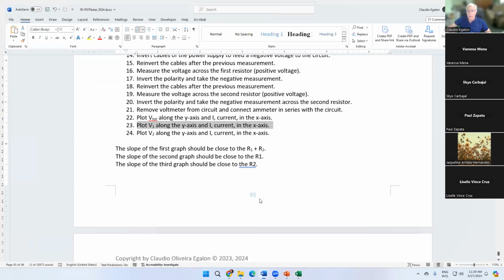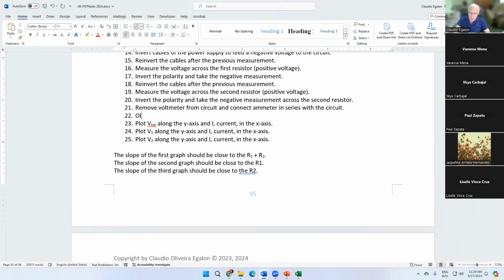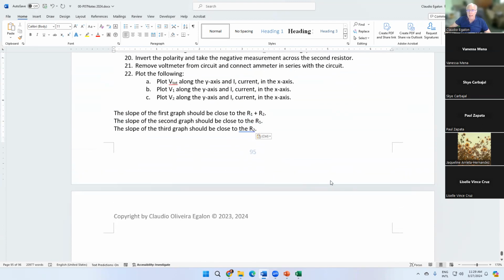I will emphasize the fact, plot the following: A, B, and C. Okay? The slope of the first graph should be close to R1 plus R2. The slope of the second graph should be close to R1. The slope of the third graph should be close to R2.